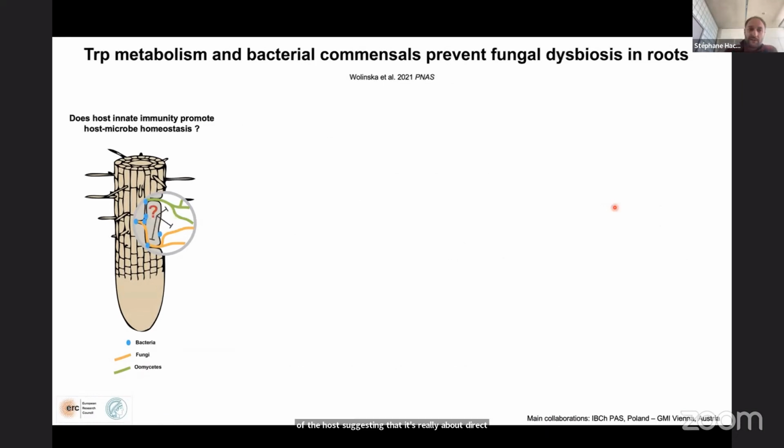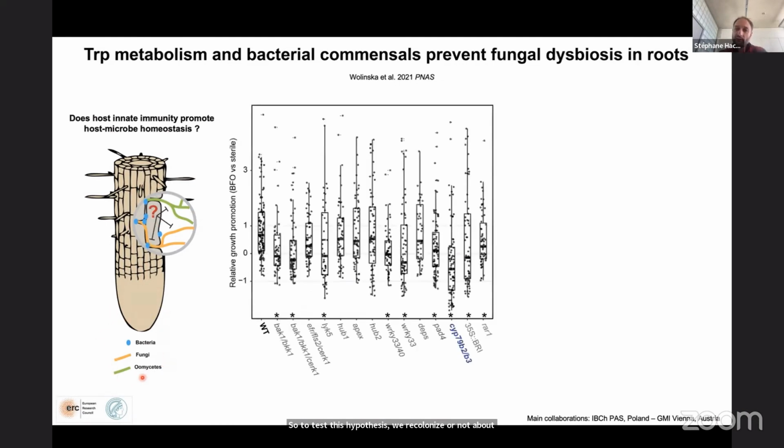So the next question we ask is then, what's the relevance of the host innate immunity if the bacterial commensals already provide a first layer of protection? So to test this hypothesis, we recolonized our gnotobiotic systems again with these complex multi-kingdom microbial communities in the context of immunocompromised plants, immunocompromised Arabidopsis that you can see here. And we looked at the relative growth promotion, so the extent to which these microbes can promote Arabidopsis compared to the sterile conditions.